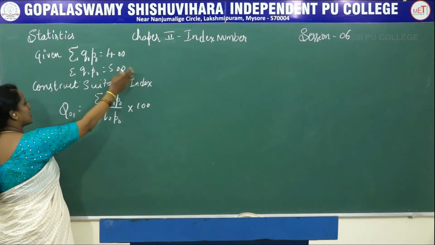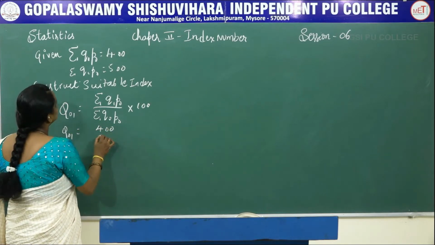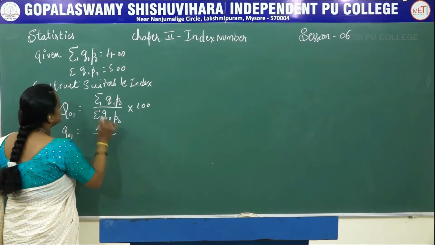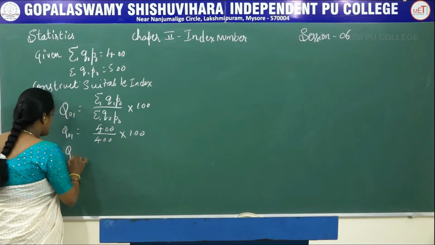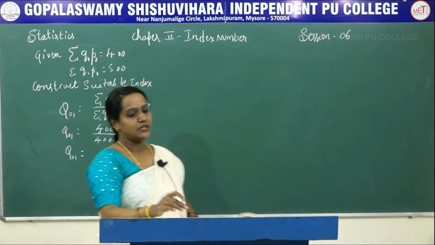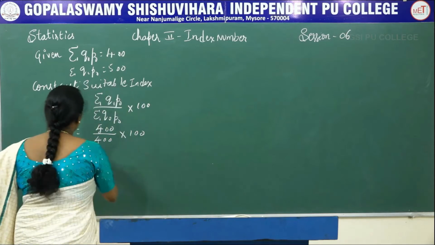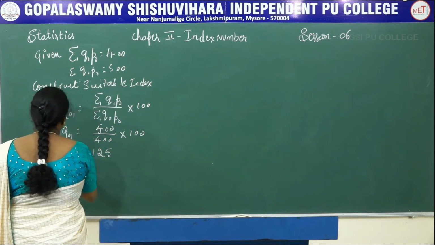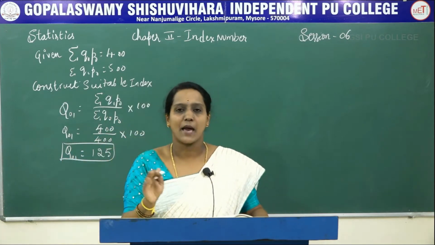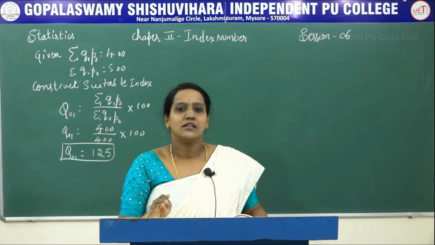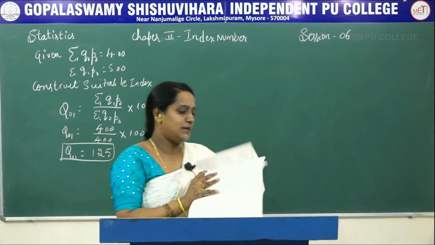Now you substitute the given values in this, that is 500 divided by 400 into 100. So our quantity relative is 125. See, in this problem they didn't ask about comments, so we will not write the comment. So next problem.